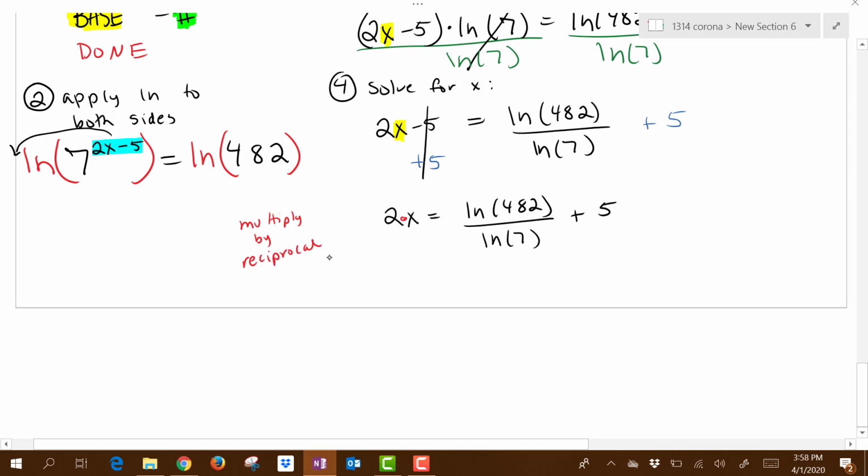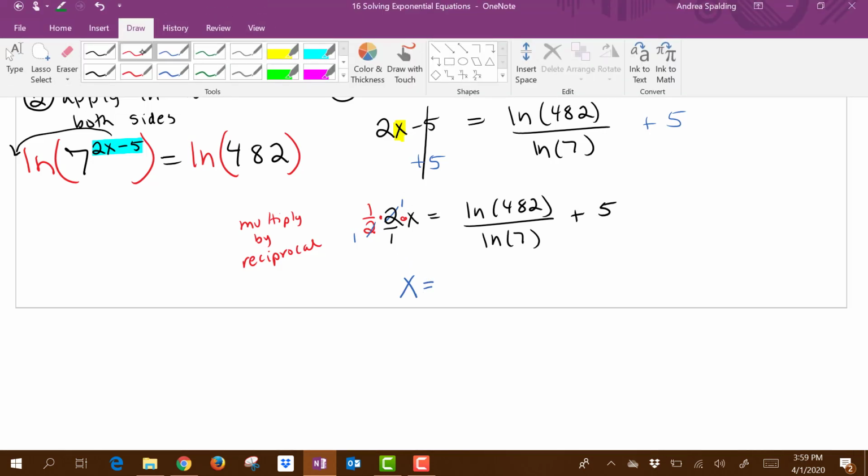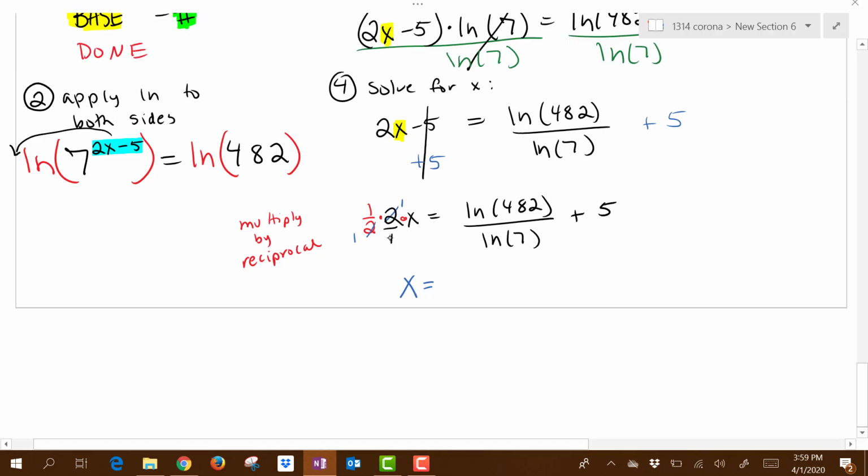Okay, so here's a new strategy. Instead of dividing both sides by 2 and creating this huge ugly fraction on the right hand side, I'm going to multiply by the reciprocal of 2. Why would I choose to do that? Well, think about this as 2 over 1. If I multiply by the reciprocal of 2, the 2's cancel out, and I'm left with 1 times 1 over 1, which is just 1 times x, which is just plain old x. So to get x by itself, one way to do that is to multiply by the reciprocal of the number that's in front of x.